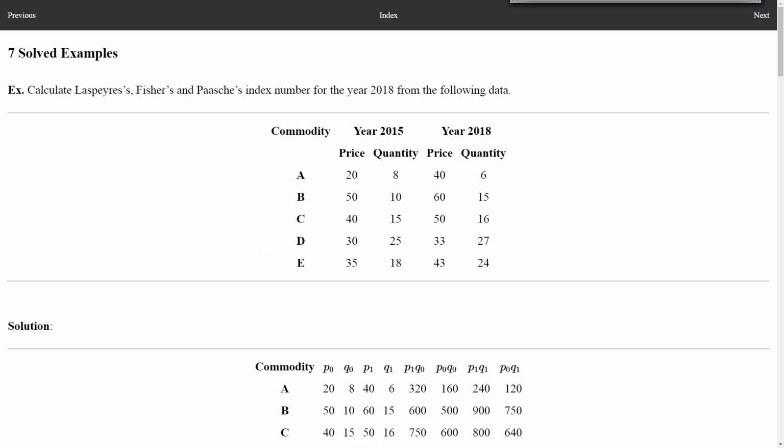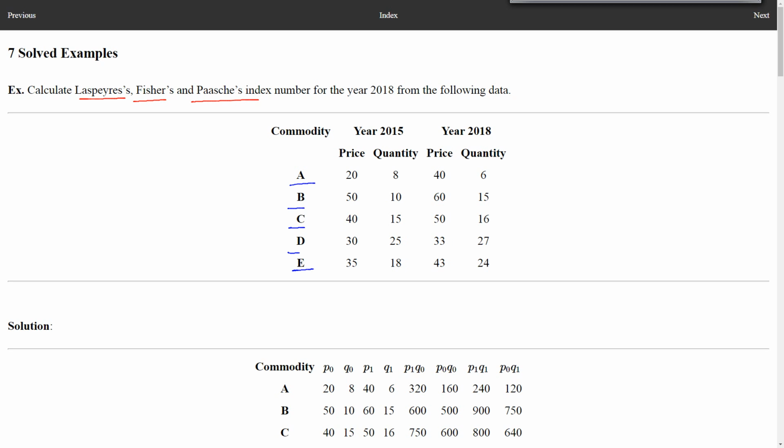So, the first example which we are going to study is calculation of Laspeyres's, Fisher's and Paasche's price index numbers from the following data. Here 5 commodities are given: A, B, C, D and E. Then their prices and quantities in base year and current year are given.